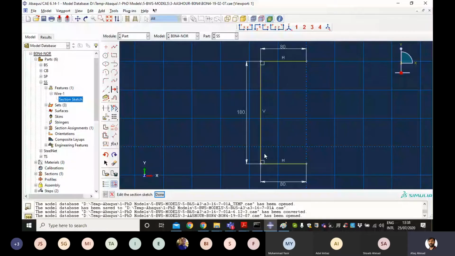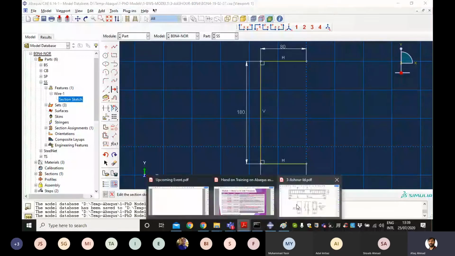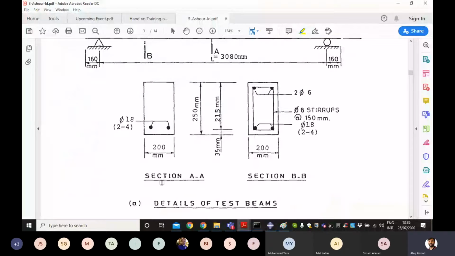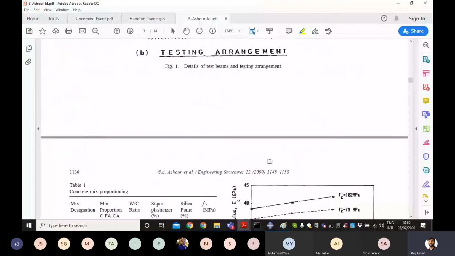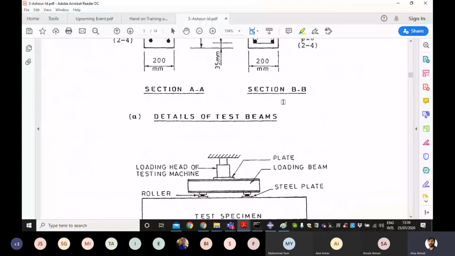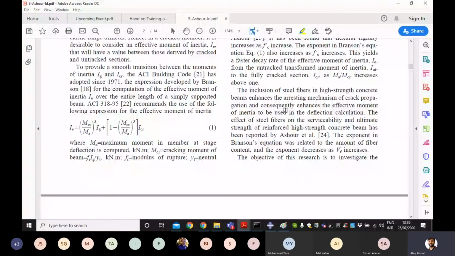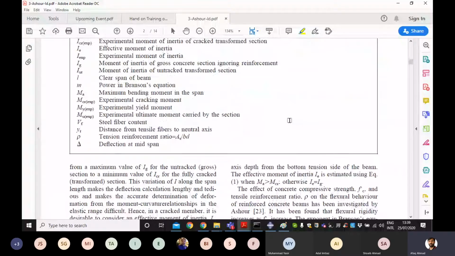The total depth of the beam is 250 minus 35 from the top, minus 35 from the bottom. So the link length will be 180. The width is 200 minus 35 and 35. It will be around 75, but I took 80 just to reduce the clear cover. Or maybe the clear cover for this side is 235 at the bottom. What is the clear cover from the top? I think it's not mentioned. That's why I took it around 20. Yes, I took it 20.